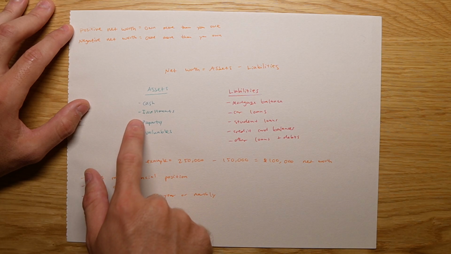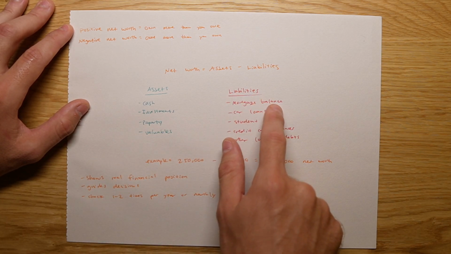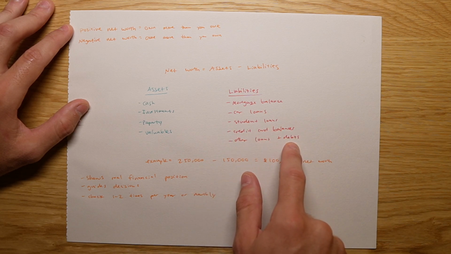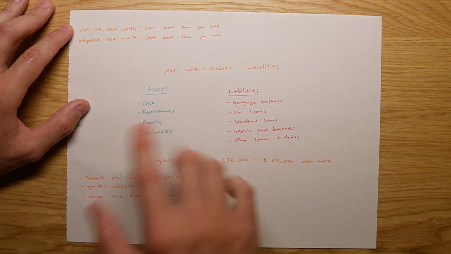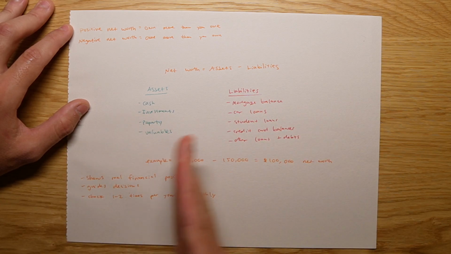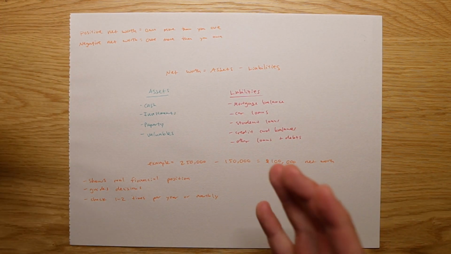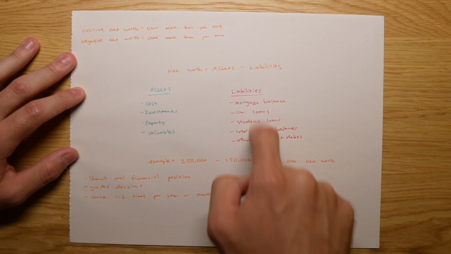Assets are things like cash, investments, property, valuables, and liabilities are like your mortgage balance, car loans, student loans, credit card balances, and other loans and debts. And when you're calculating this, especially for the mortgage balance or car balance, any of those loans, you want to figure out how much you've paid. That's basically into the principal amount. That's how much you would put in your asset side. And then what you have left to owe is on your liabilities side.